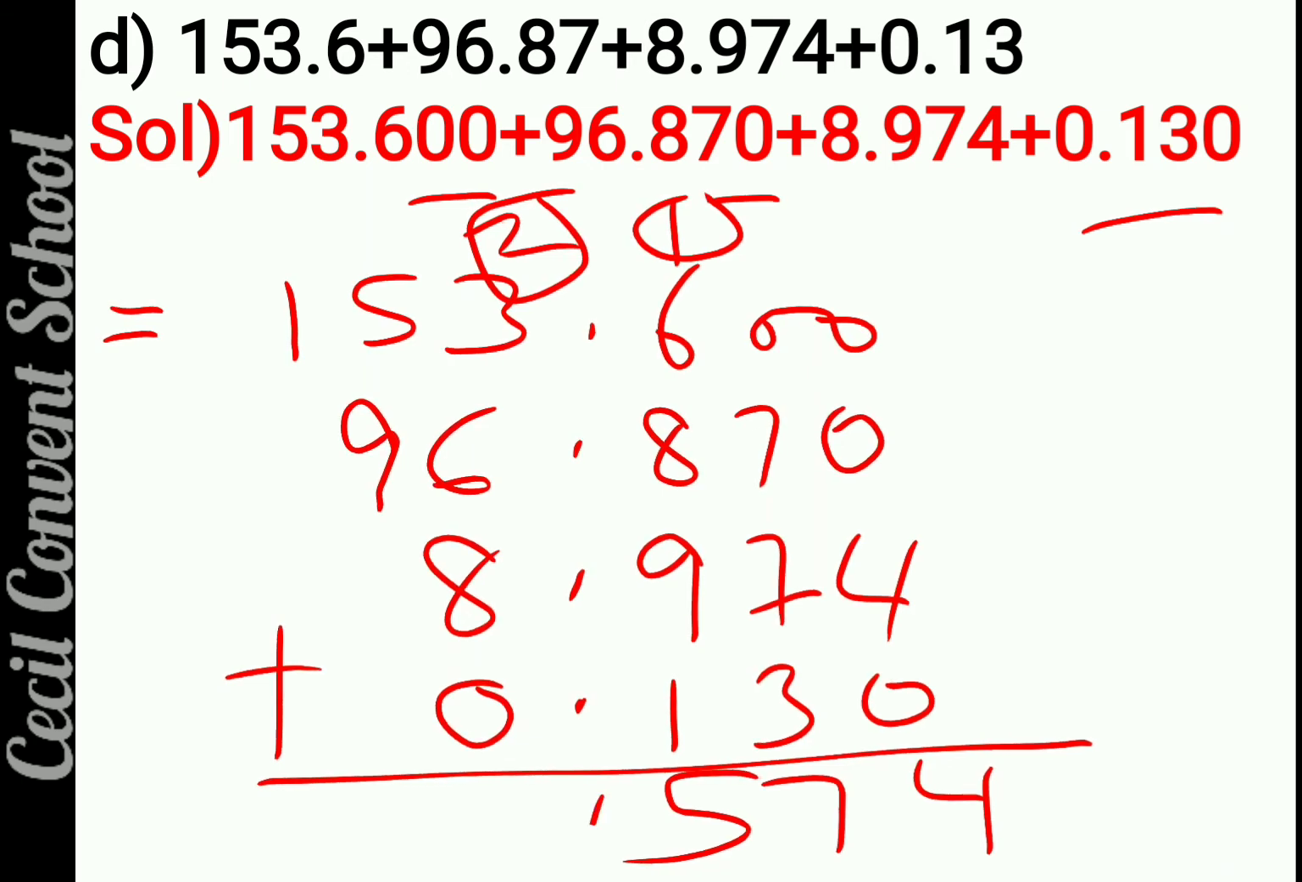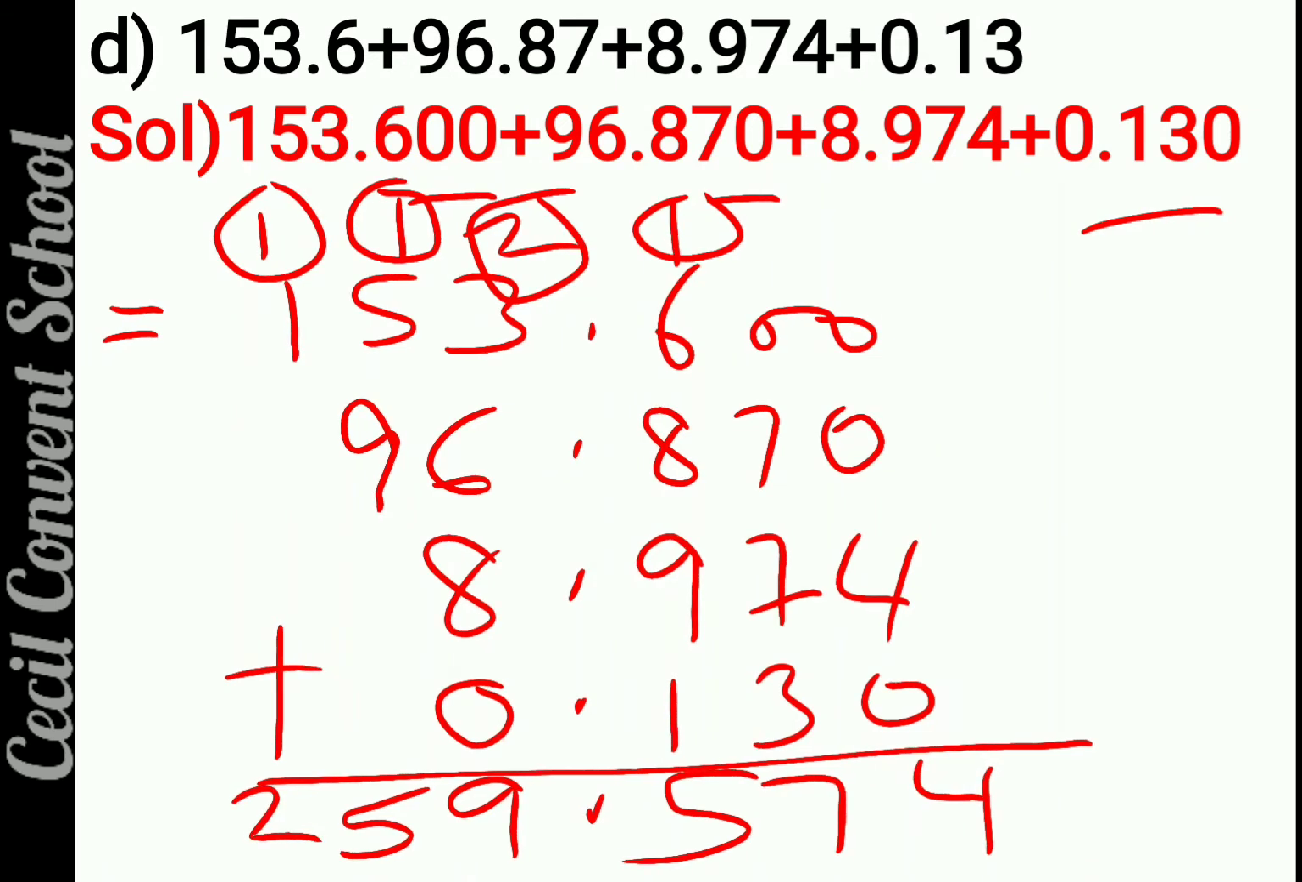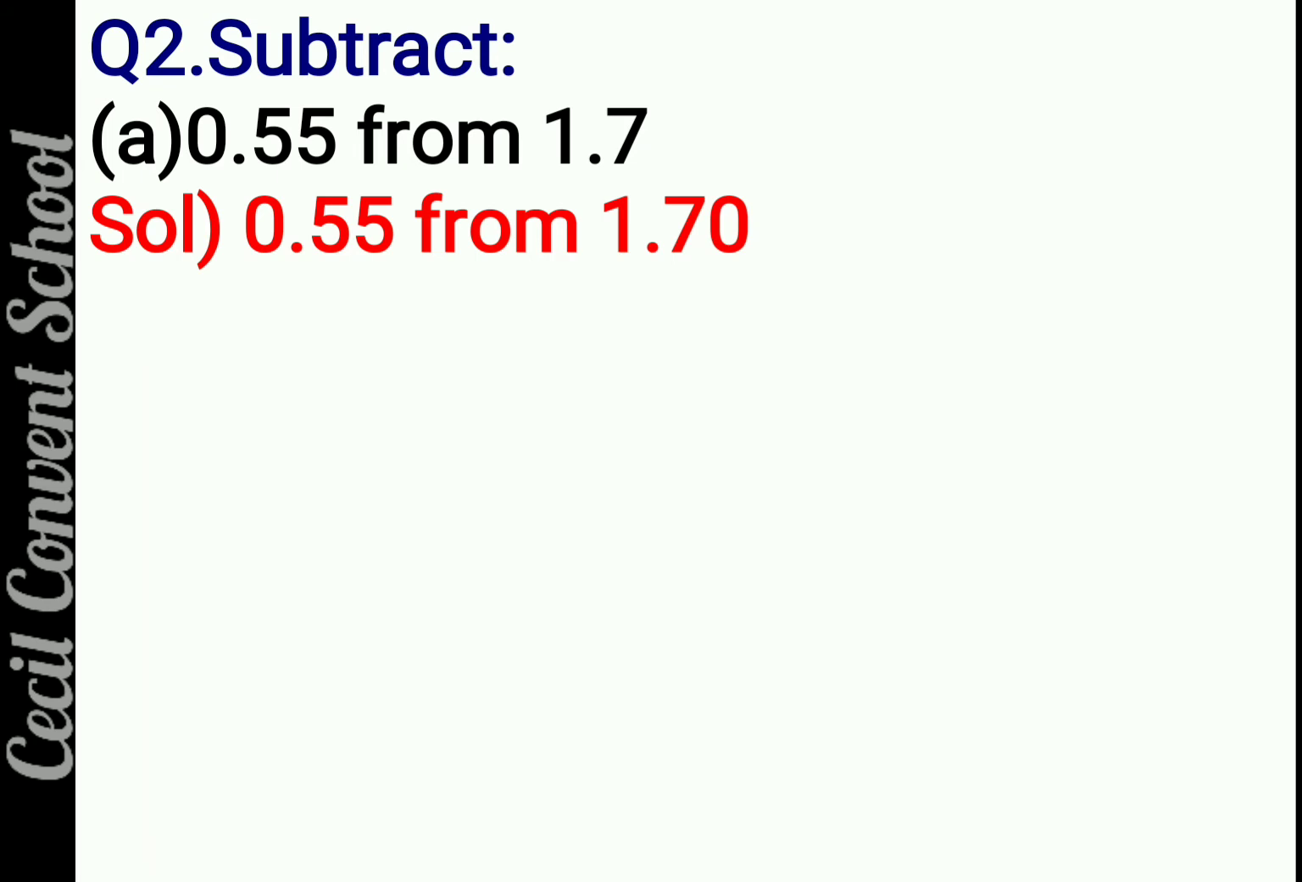Then decimal. 2 plus 3 is 5. 5 plus 6 is 11. 11 plus 8 is 19. So 1 will go as it is on the next number. 9 plus 1 is 10. 10 plus 5 is 15. 1 will go as it is on the next number. 1 plus 1 is 2. So the answer will be 259.574. Clear? Now students, we will do subtraction.